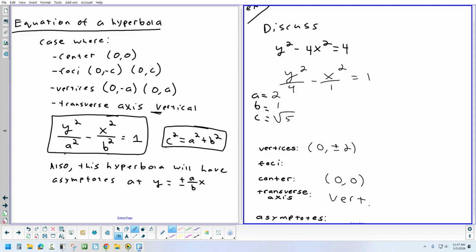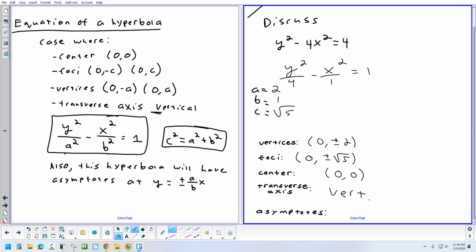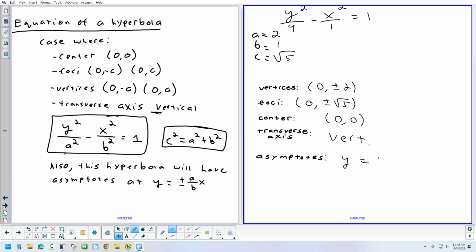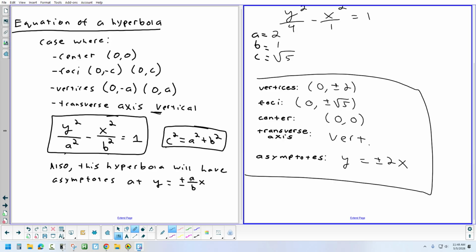What about my foci? Yep. 0 plus or minus root 5. So again, up and down. And what about the slope for my asymptotes? Yep. y equals plus or minus 2x. Yep. Vertical is A over B. So plus or minus 2x. Okay. That's everything. Any question on that one?